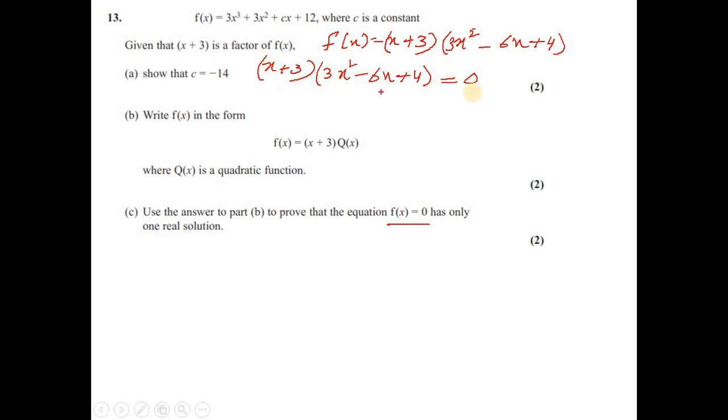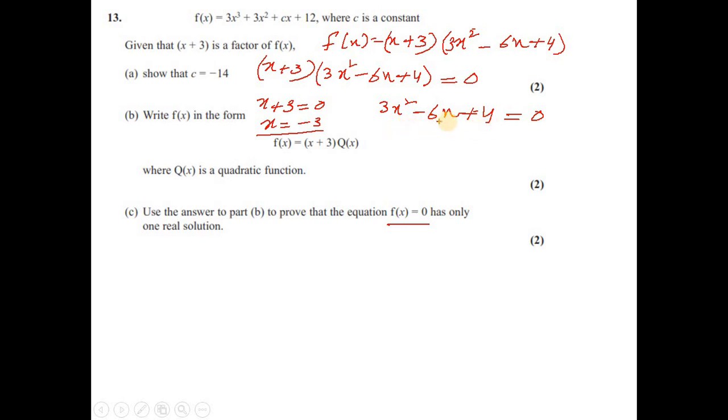Clearly you have two factors equal to 0. That means x plus 3 equals 0 and 3x squared minus 6x plus 4 equals 0. So from the first factor you can say x equal to minus 3. This is your first real solution, and you need to figure out the rest of the solutions from the second factor, 3x squared minus 6x plus 4.